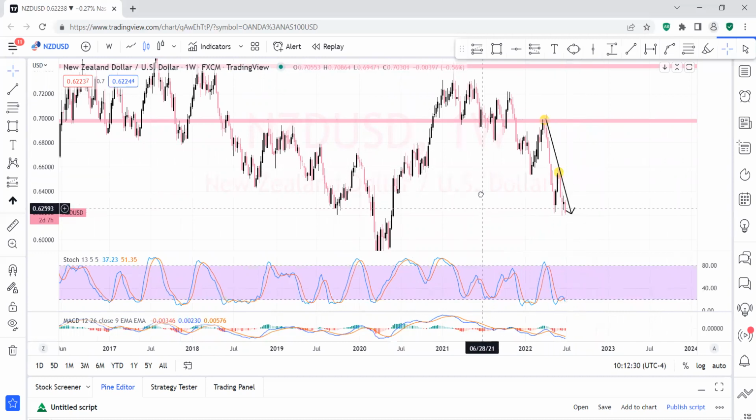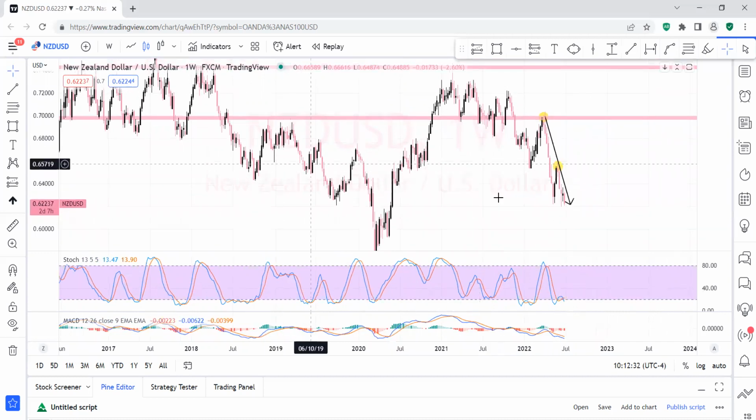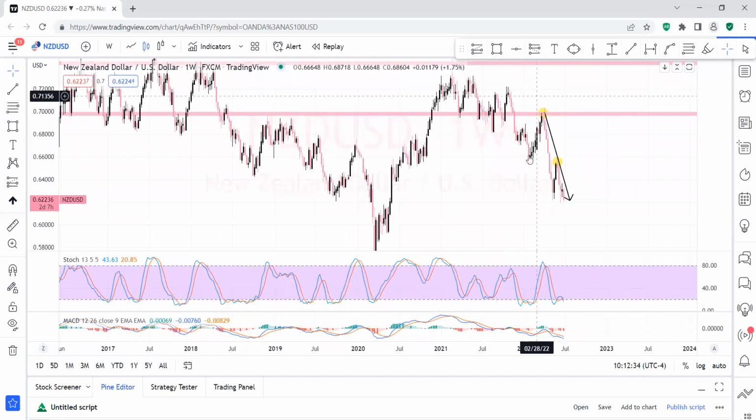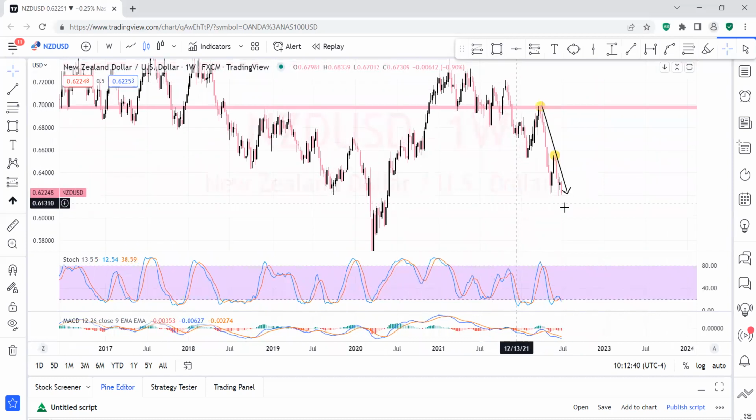Anywho, so now we're on the weekly time frame. We have these zones marked, and now I'm going to put another zone in. You want to make sure you stay relevant to current price, but you also want to keep in mind that whatever's happened back here, it can likely happen again.